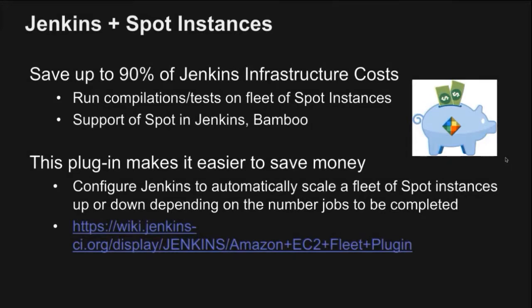The plugin uses what's called an Amazon Spot Fleet to launch the instances instead of relying on the Jenkins server itself to directly launch these Spot instances. What Spot Fleet does is that it attempts to maintain the fleet's target capacity as Spot prices change, to maintain the fleet within the specified price range.